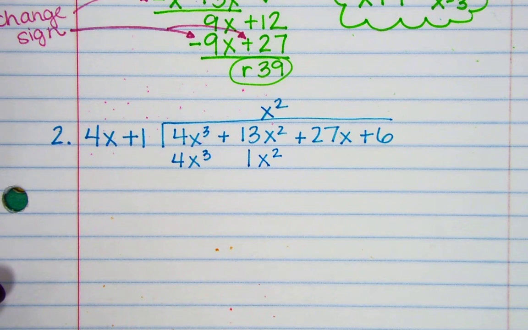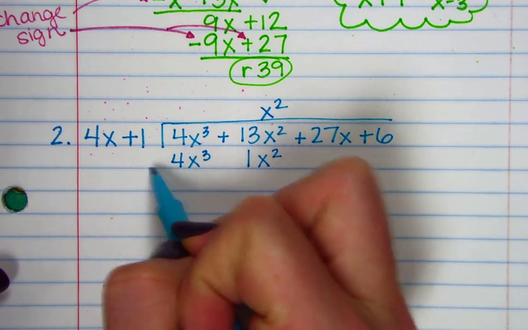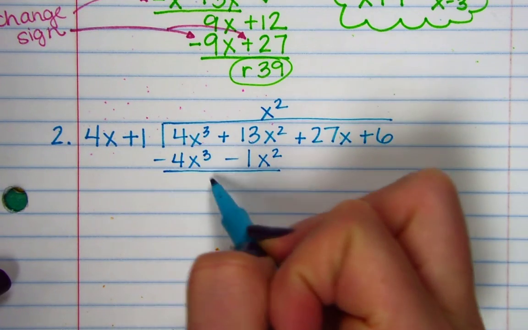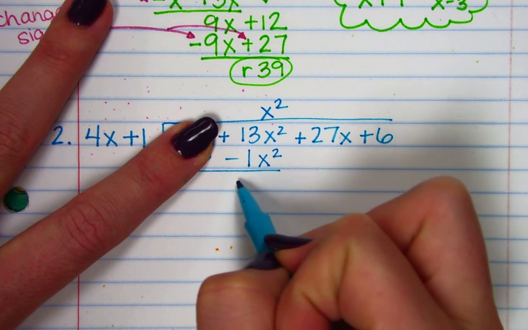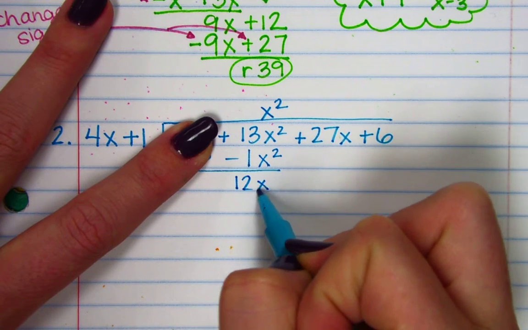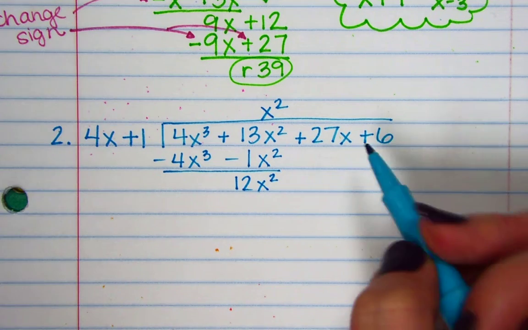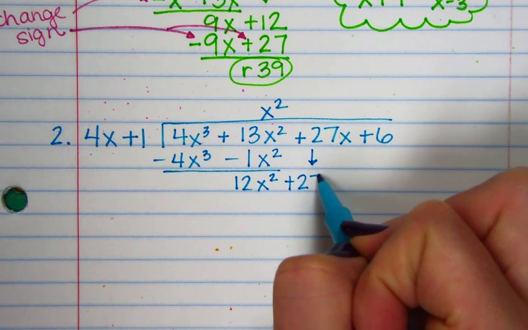Then what do we do on this part? Change the sign. Subtract, right? We're going to change the sign. Since both of these are positive, we're going to subtract both of them. Okay? 4x cubed minus 4x cubed, those zero out. Okay? 13x squared minus 1x squared gives me 12x squared. And then we just bring down this 27. Okay? Plus 27x.